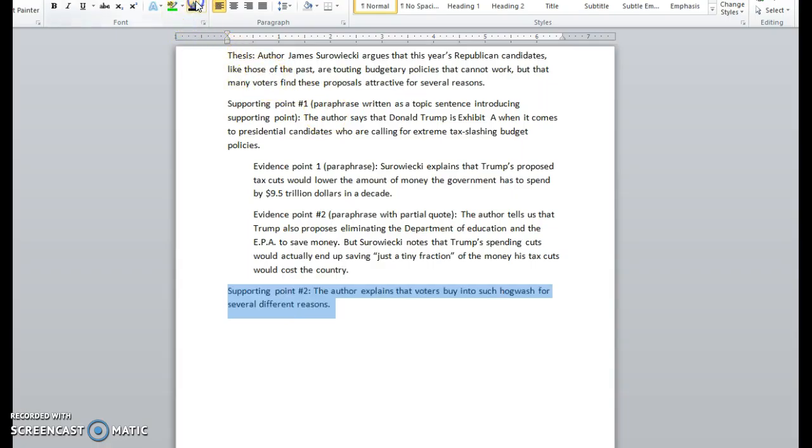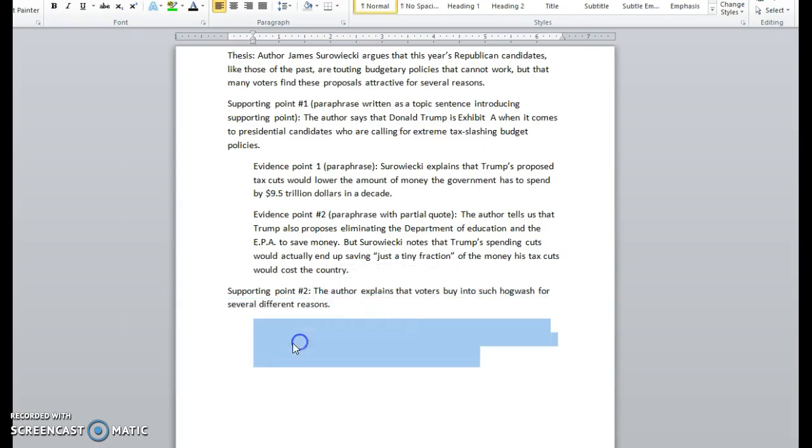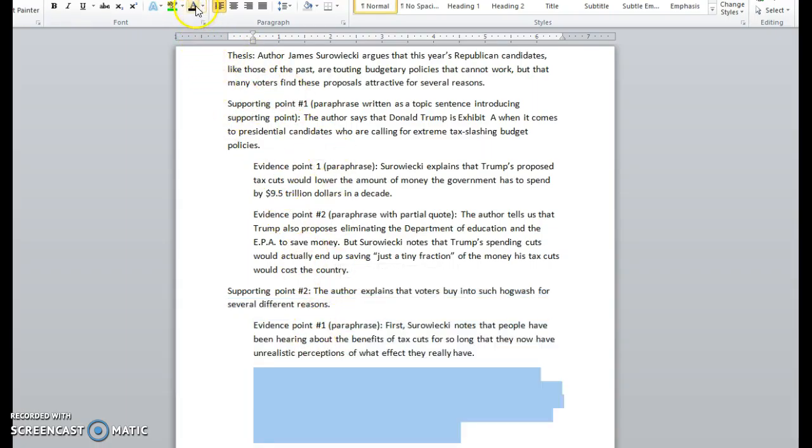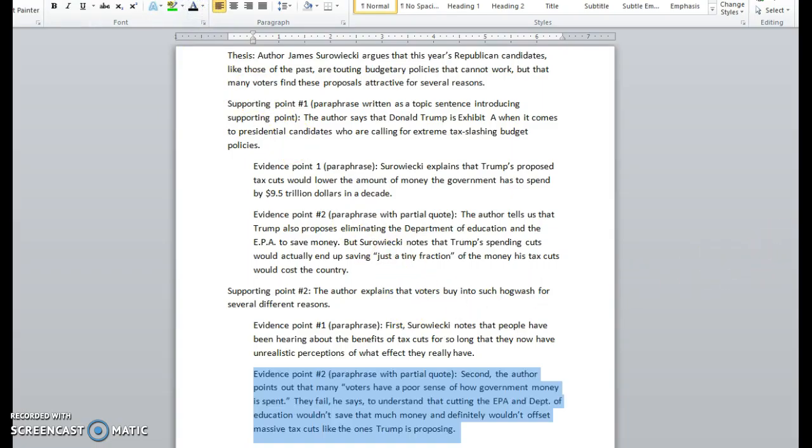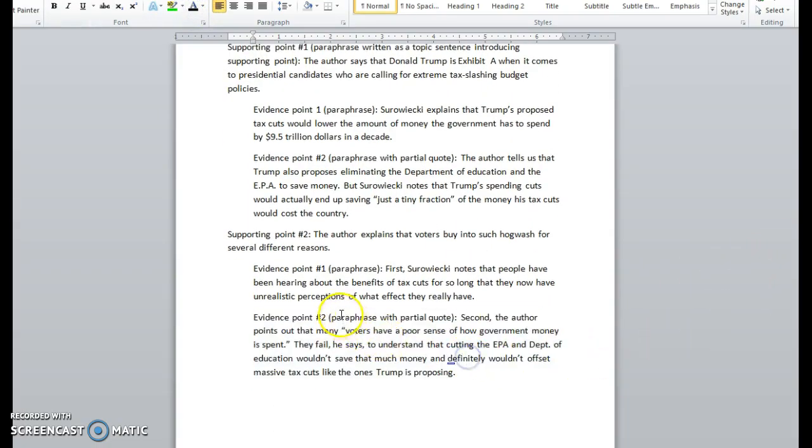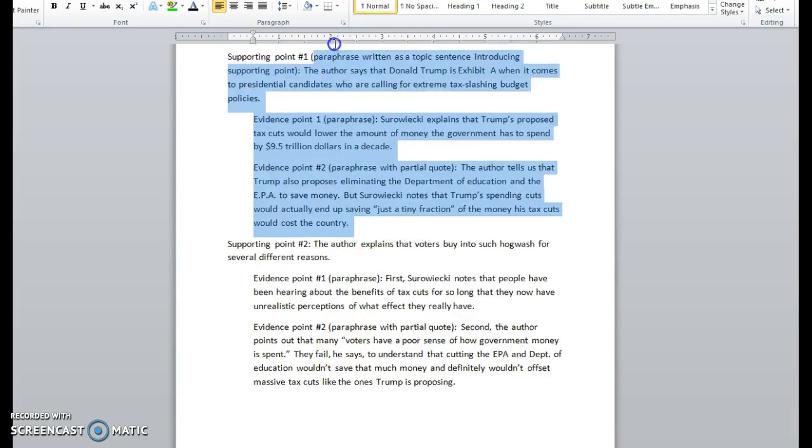So we go on down. We have our next supporting point number 2, again, paraphrased and written like a topic sentence. The author explains that voters buy into such hogwash for several different reasons. And then we've got, again, 2 evidence points. The first one is just pure paraphrase of what he said in the article. The second one is mostly paraphrase, but it does contain a partial quote here that I've worked into that first sentence.